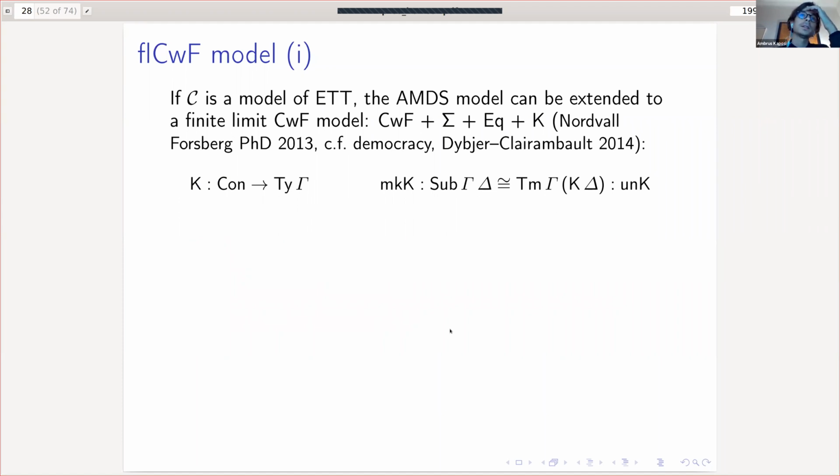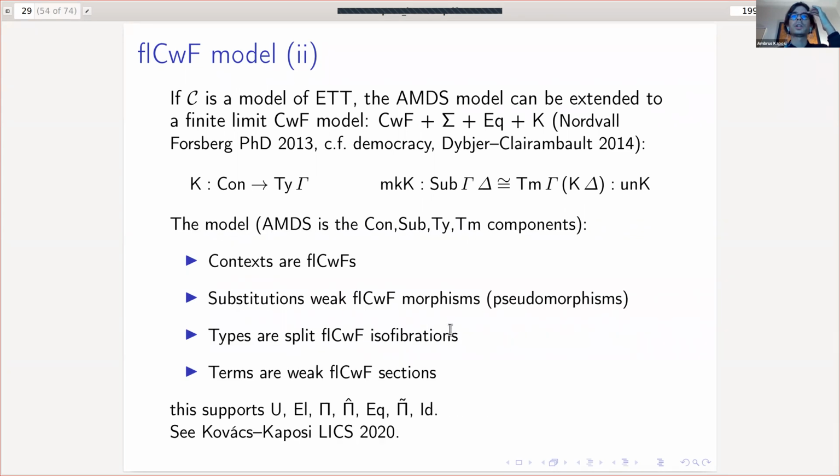So if C is a model of extensional type theory, then this AMDS model, which gives me algebras, morphisms, displayed algebras, and sections, we can extend to a much larger model. We can extend it to a category model. So for every signature, we don't only get a notion of algebra and morphism between them, we have a category of algebras for that signature.